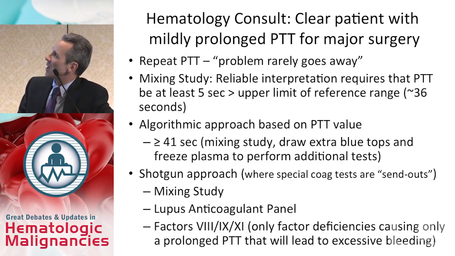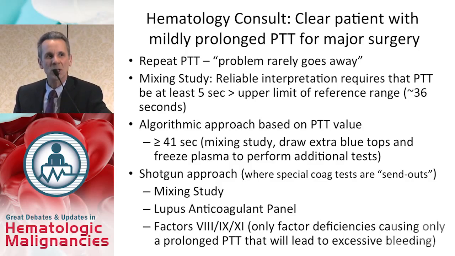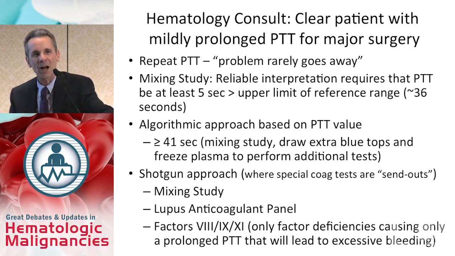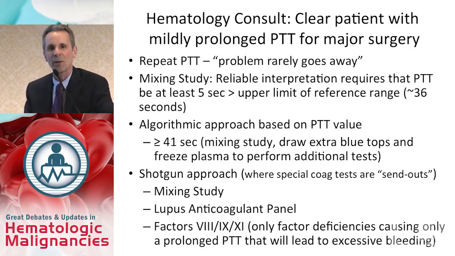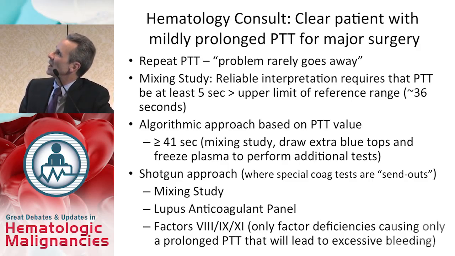So let me discuss one final issue, which I think has really become quite common and quite annoying. I don't know whether many of you have had this. It's the hematology consult for clearing a patient with a mildly prolonged PTT for major surgery. These are usually people with no bleeding history. So you repeat it, and the problem generally will not go away. And then you do a mixing study. But as I remarked, if you don't really have a real prolongation that's at least 5 seconds, reliable interpretation is difficult, and you get a lot of borderline results.